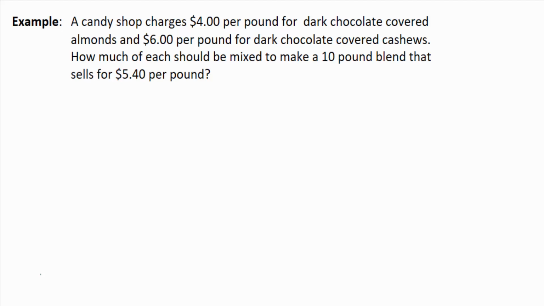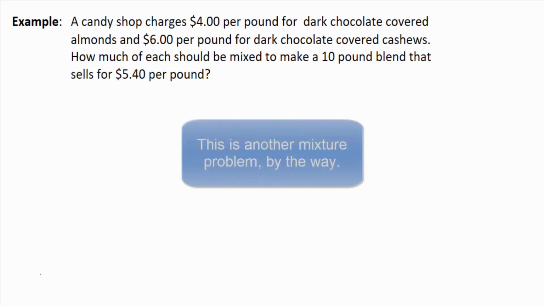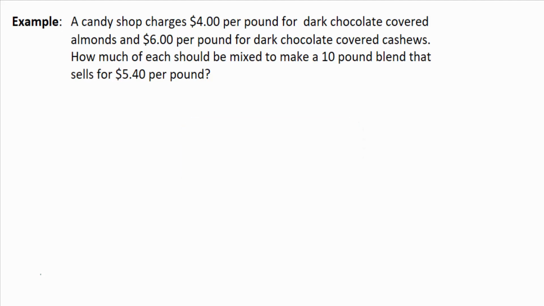Oh yeah, so you have a $4 per pound candy and a $6 per pound candy. You should be able to mix them in such a way that you get a price that's in between per pound, right? In between $4 and $6. So it's hard to draw a picture of this, isn't it?